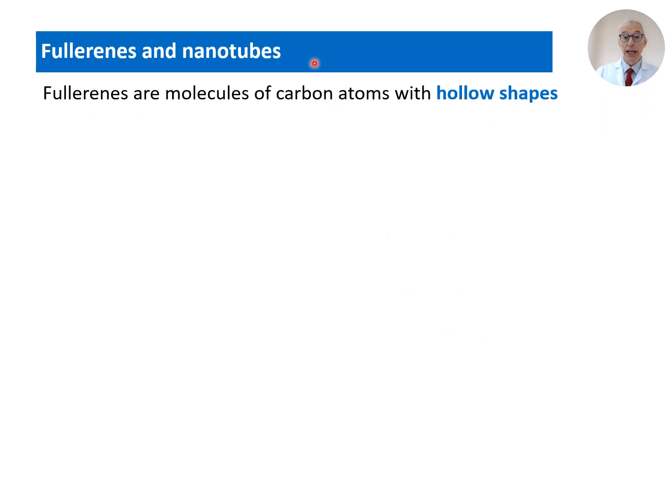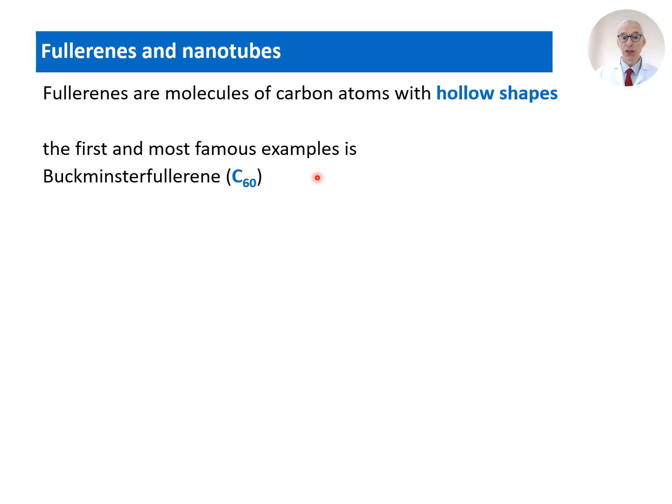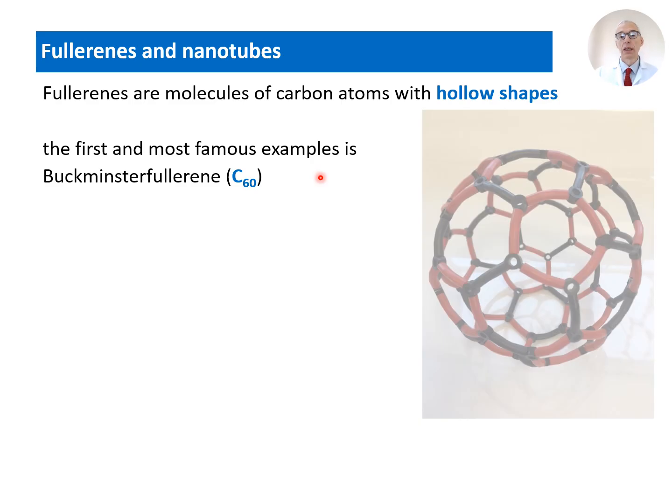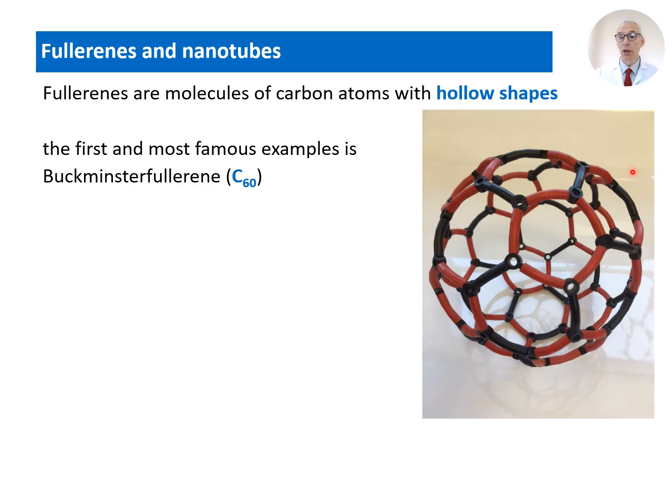Fullerenes and nanotubes. Now, fullerenes are molecules of carbon atoms with hollow shapes. The most famous was the first discovered, Buckminster fullerene, which is a molecule with 60 carbon atoms. So again, it's elemental carbon. And here is a model of Buckminster fullerene.